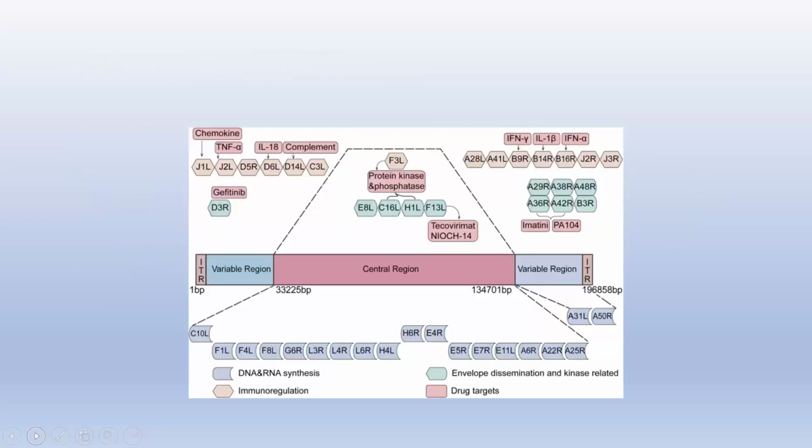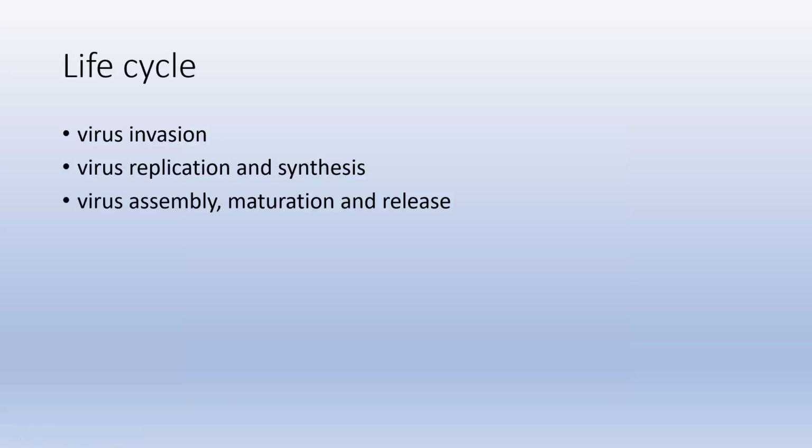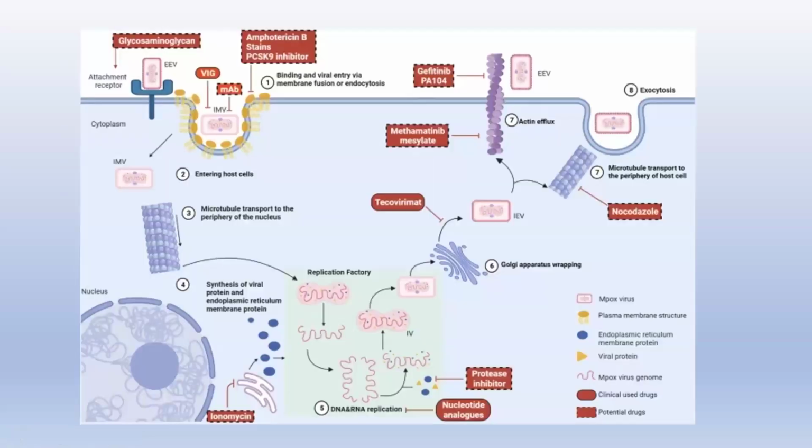So looking at the virus, as I've said, it has this central region and these variable regions. The central region is actually shared by other orthopox viruses, and what differentiates one orthopox virus from the others are these variable regions. Looking at the virus life cycle, I'll summarize it into three parts: the virus invasion stage, the replication and synthesis stage, and the virus assembly, maturation, and release stage.